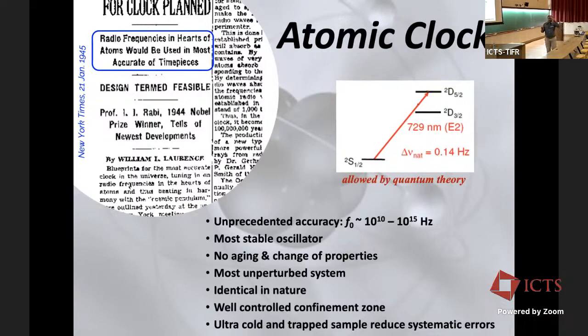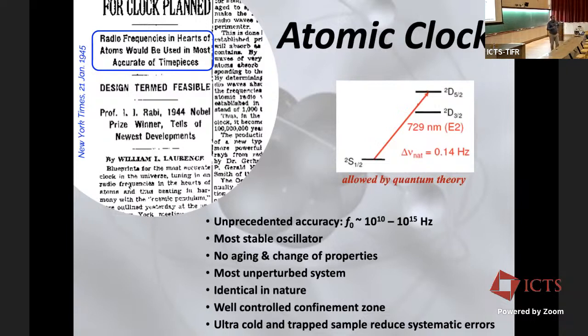Whereas, let's say, an artificial atom, for example, a superconducting qubit or an NV center, each of them is different. If you take a quartz crystal, from batch to batch, these quartz crystals are not the same. It depends on how it was grown. So they have different properties. So that's the advantage of an atomic system or ionic system, because each atom and ion is exactly identical. They are not different.